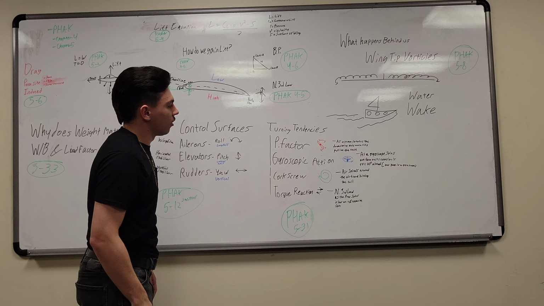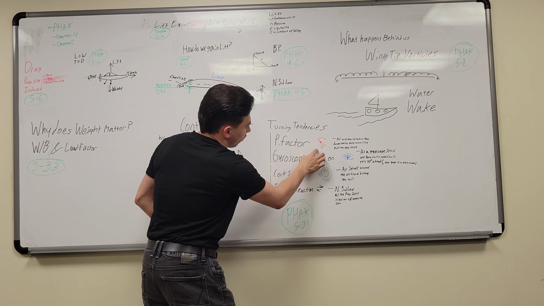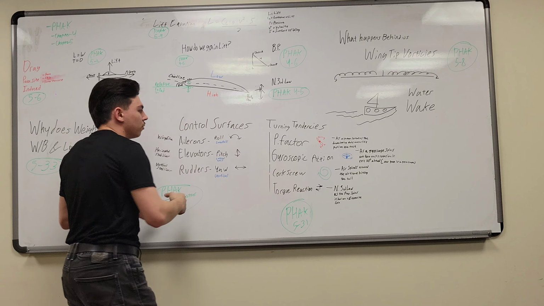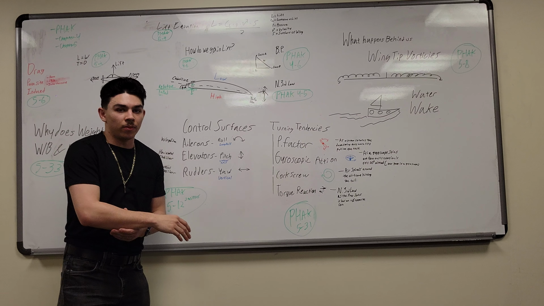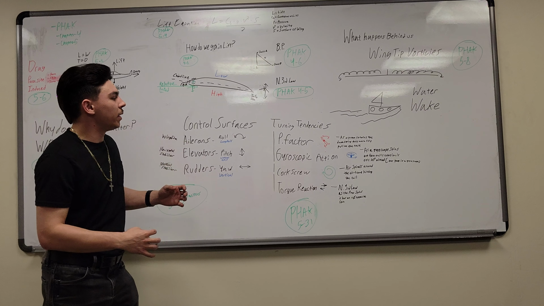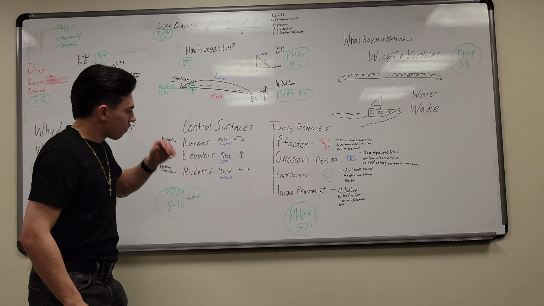P factor is reliant on the prop, and as the prop rotates, the downswing, the lower prop, is going to generate more lift than the top one, pulling the nose to the side. That is also reliant on our pitch. So as we increase pitch, that's going to be pulling more and more, getting a bigger downswing, generating more lift.